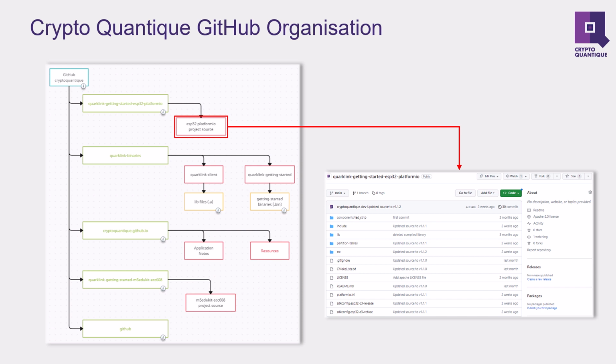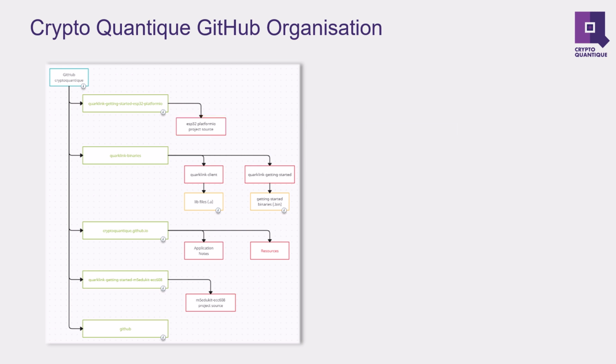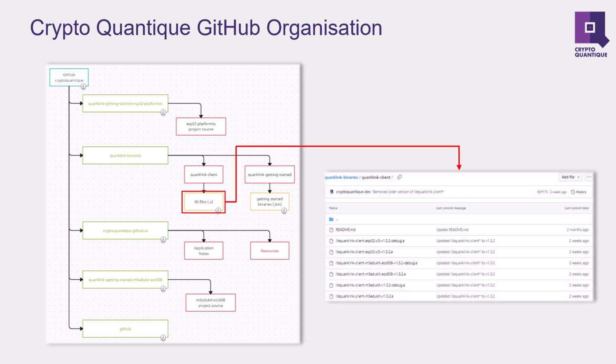Let's now have a look at the QuarkLink binaries folder. First of all, there are 2 folders within this folder. One holds the library files for the QuarkLink client library. So this library is something that you'll have to import to your development environment after you've cloned the project source files from the other source file folders.